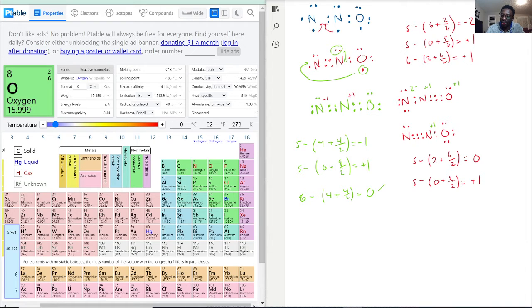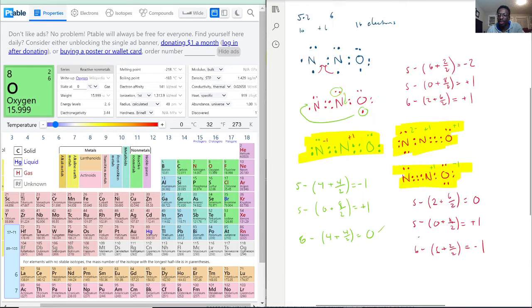And then we have 6 minus, this one has 6 by itself, plus 2 over 2. And that would equal -1. So that's what we have here. So these are the 3 possible resonance structures for this molecule, dinitrogen oxide.